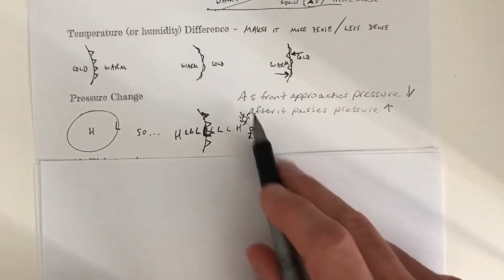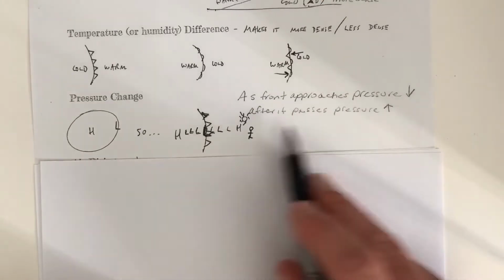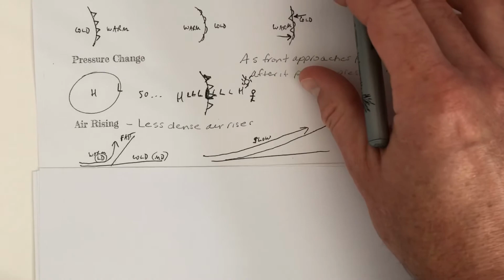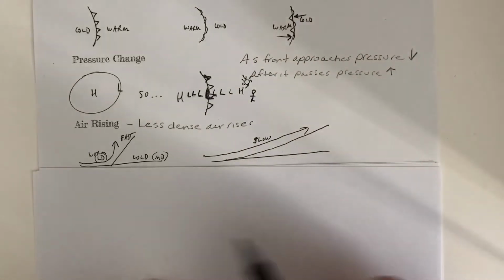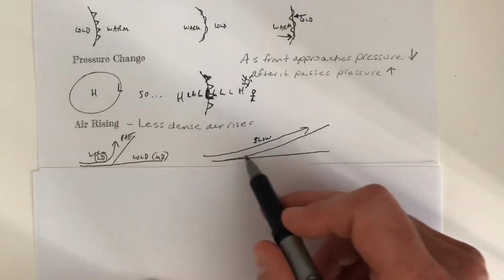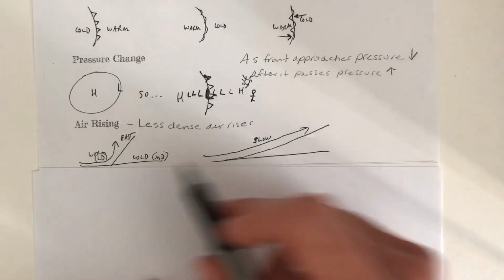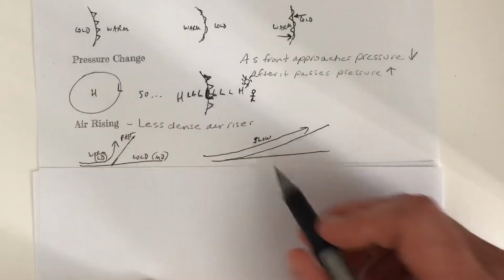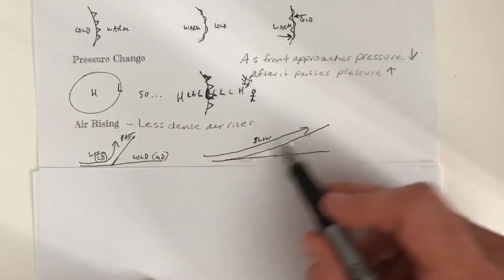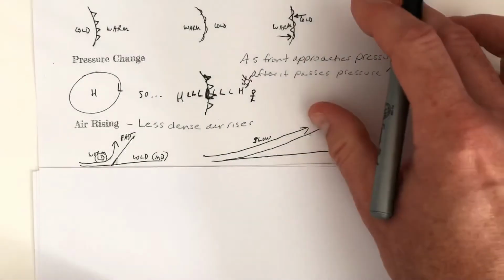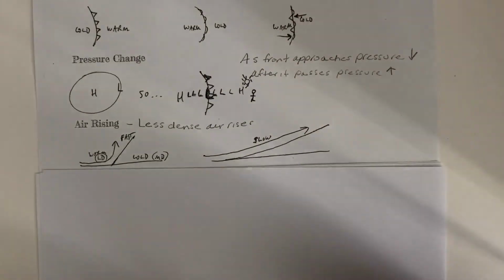So as it says right here, as the front approaches, the pressure drops. After it passes, the pressure goes back up. Air rises at a front. Again, because of this slant, the less dense air goes up, and over here the less dense air is going up, same as here. If it's a steep slant, it goes up fast. If it's a gradual slope, it's going to go up slow, and you're going to see tomorrow why that makes a difference. Actually, you should already know that because we talked about clouds.